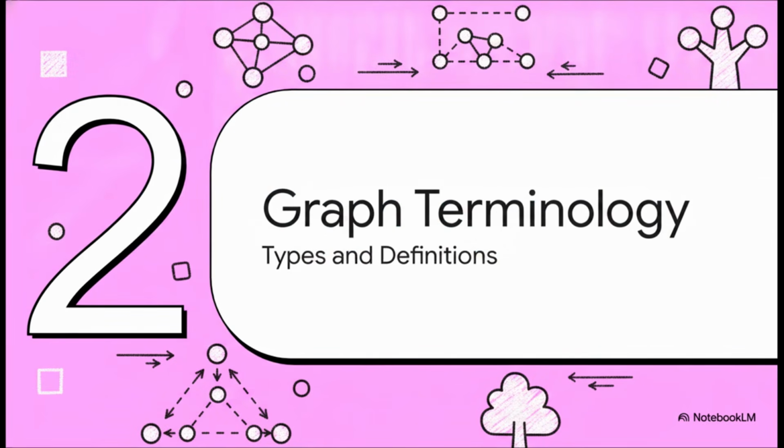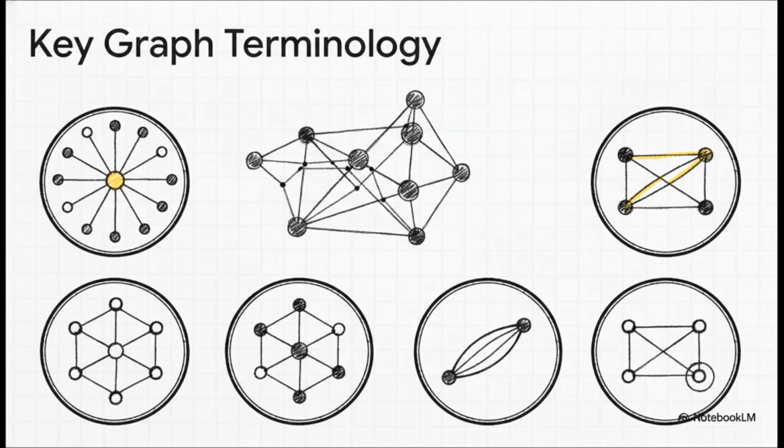Moving on to Section 2. Graph types and terminology. To really grasp how these networks function, we need to build up our technical vocabulary. First up is the degree of a node, which is literally just the number of connections it has. You can think of it as a node's popularity score. A path is the exact sequence of edges you have to travel to get from one vertex to another.